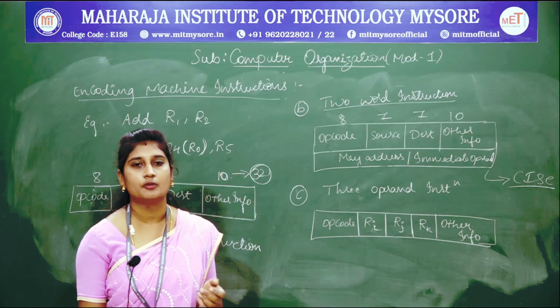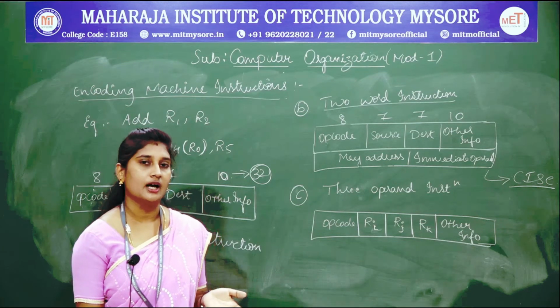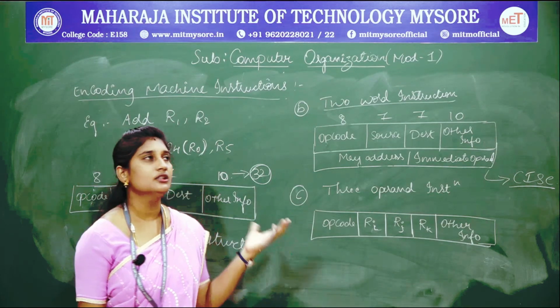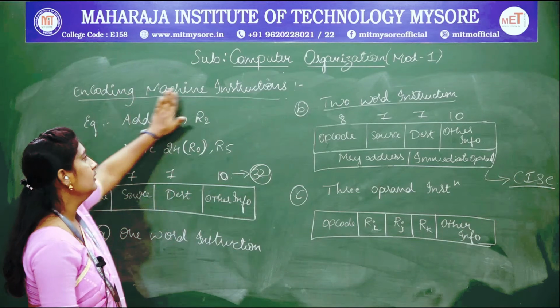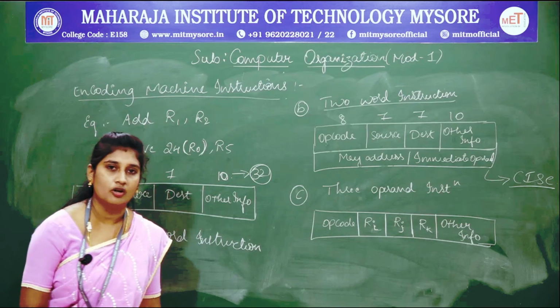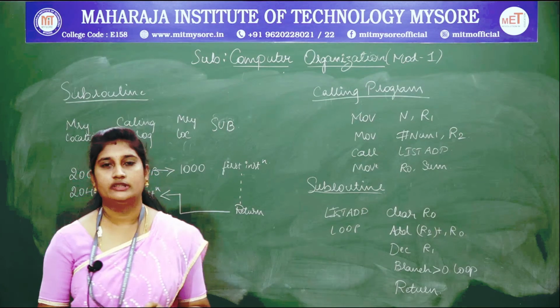Because if you need to store any additional information, you can make use of these other fields or other information fields. Fine. This is all about encoding machine instructions. Moving on to the next topic of this module. Yes, the last topic of this module is subroutines.